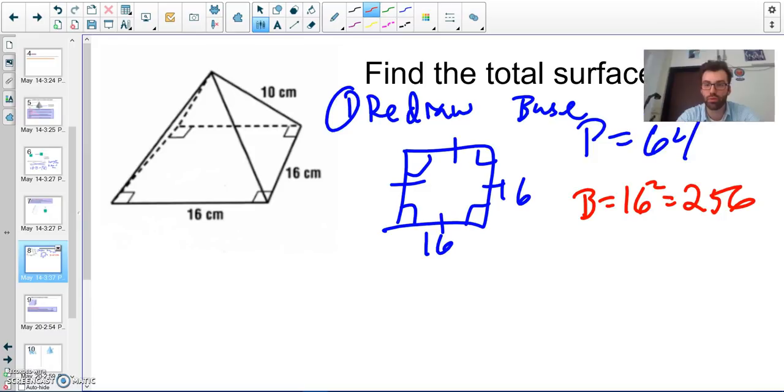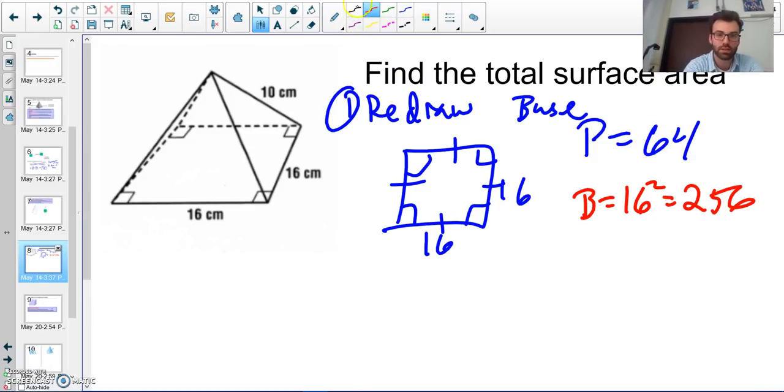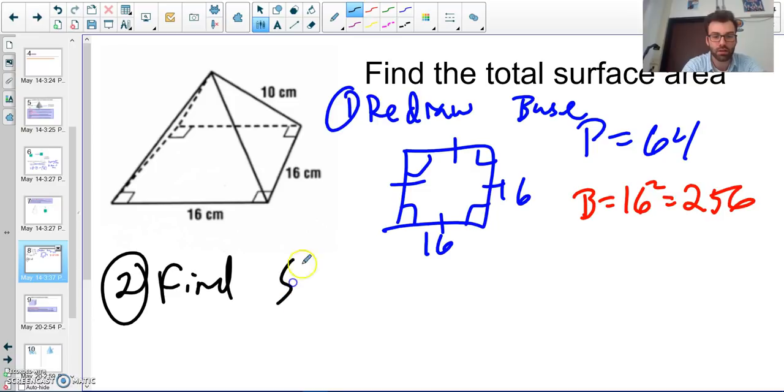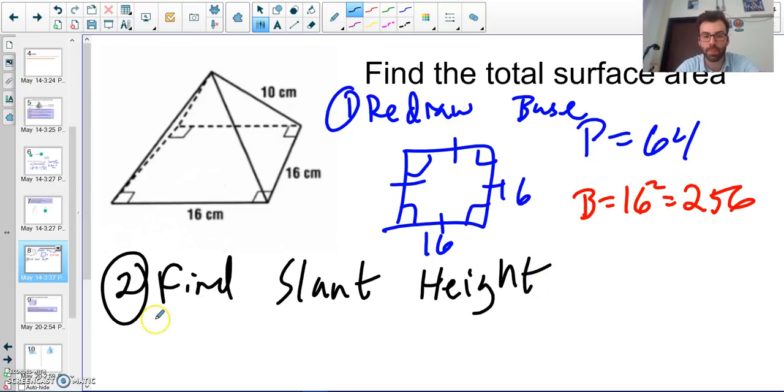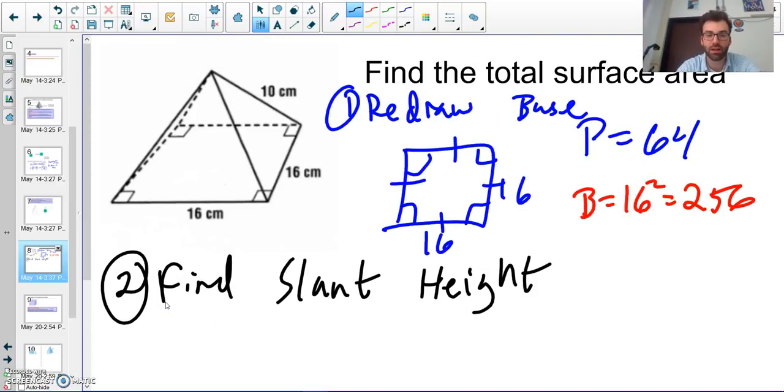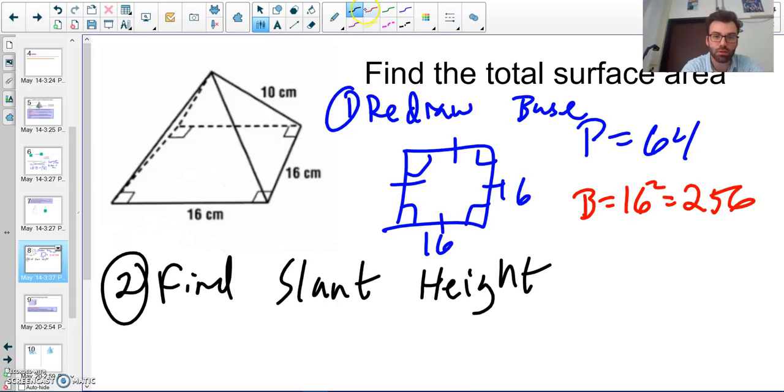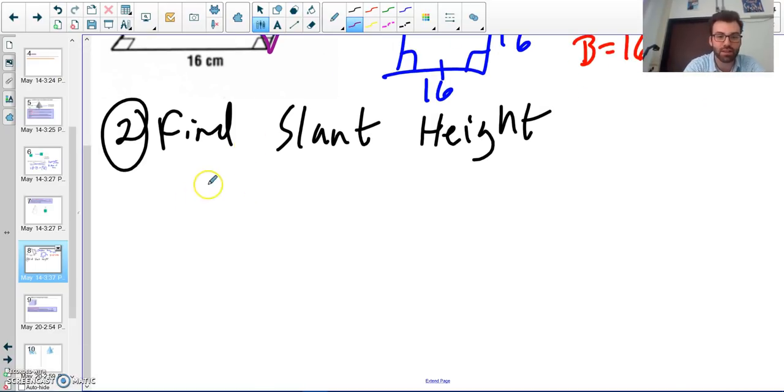To do that, step number 2 would be to find the slant height. To find my slant height, I redraw one of my faces.